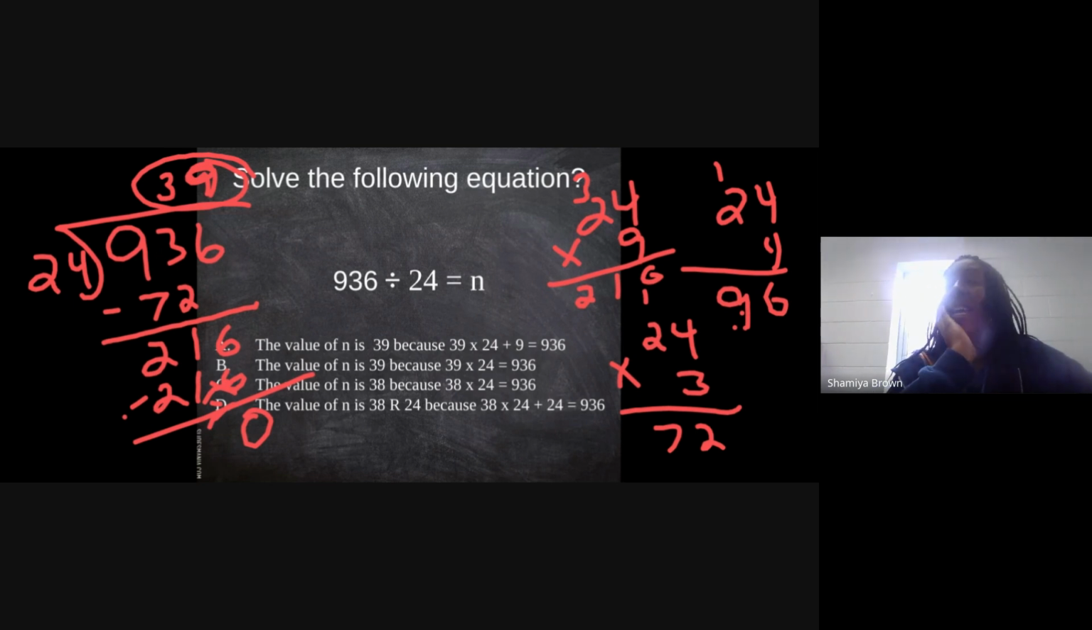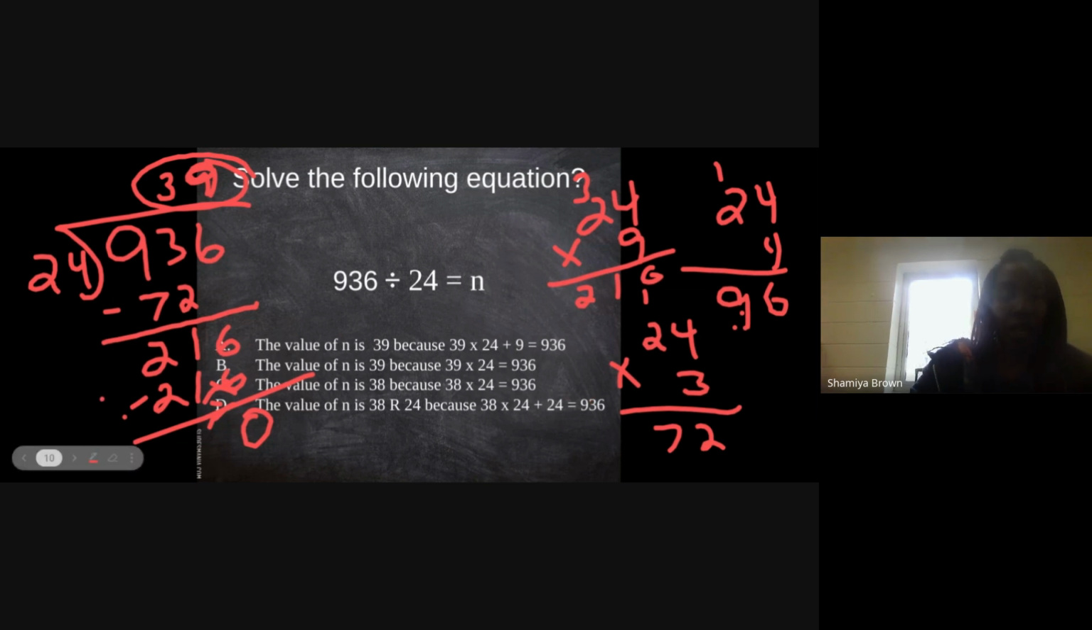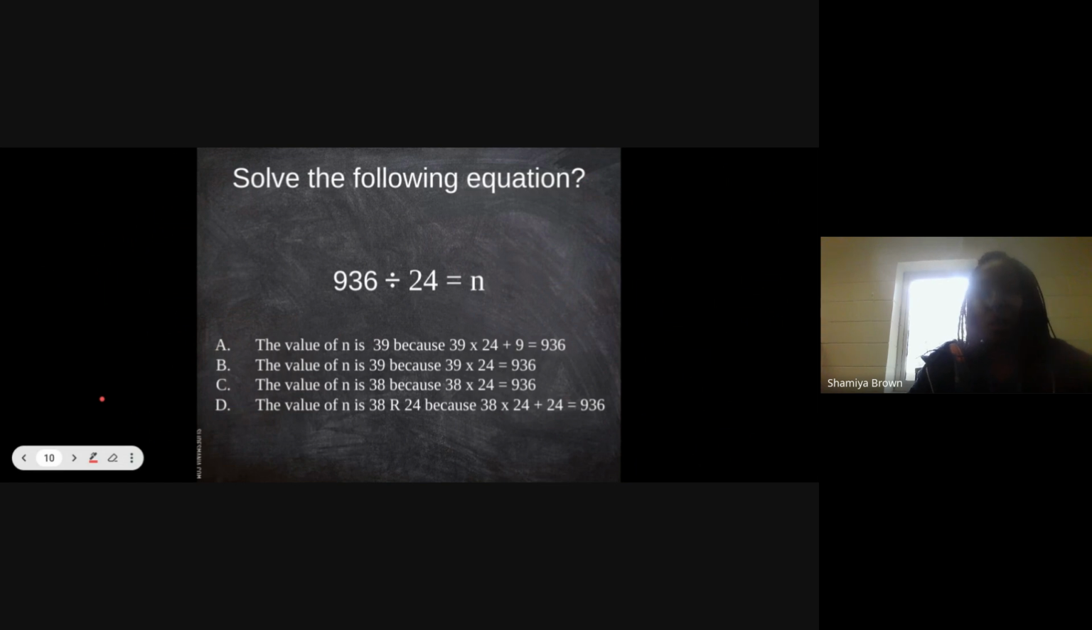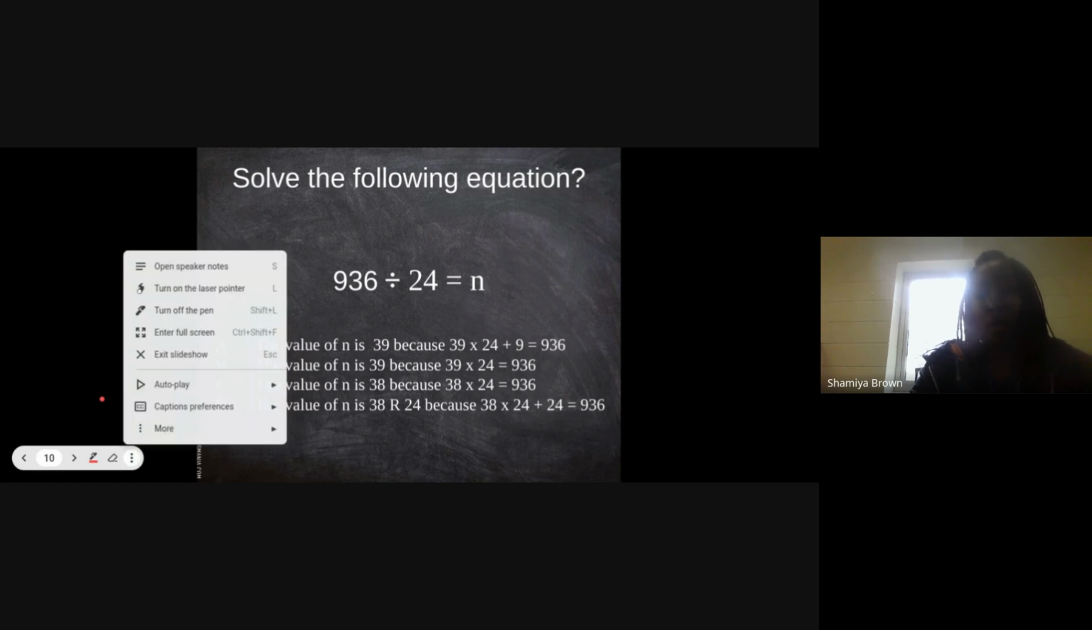Did I have a remainder of 9? No, I didn't have a remainder of 9. So 39 times 24 is 936 would tell me why they're correct, why that answer is 39. So that would be B. All right. You got to read those carefully so you can know why it's correct or not.